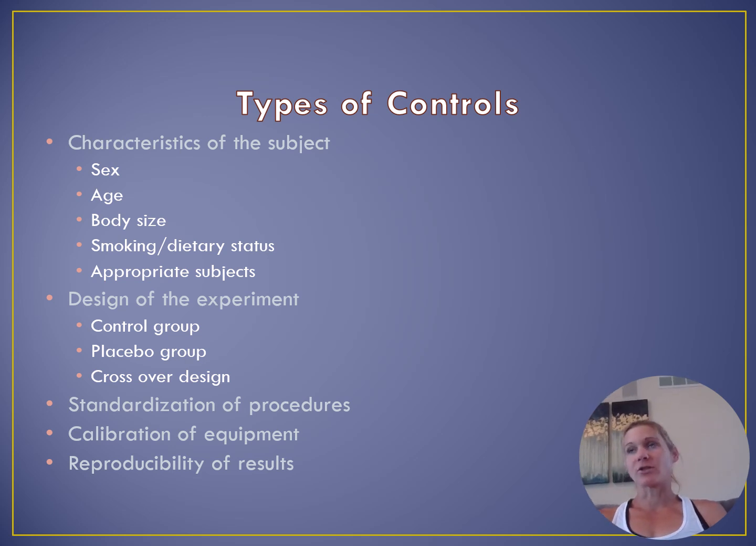So what are some other factors that we can try to control when we think about setting up a solid research plan? We want to think about the characteristics of the subject. So the sex, age, body size, smoking and dietary status, and then appropriate selection of subjects are all important. So for example, if we wanted to know if caffeine was going to enhance our running performance, would it be super effective for us to ask football players to run the 5K with caffeine or without caffeine? The answer is probably no.